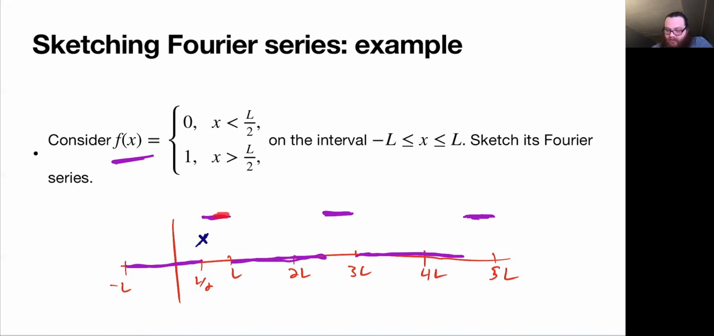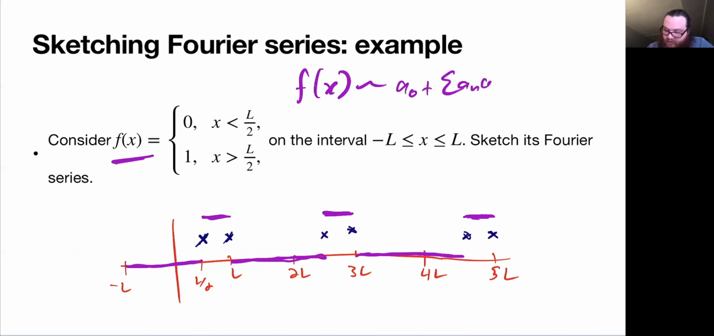Likewise over here, the left limit is 1, the right limit is 0. So the average of those two is 1/2. And so then copy those values over. We're going to get a sketch like this. So what we've sketched right here is the Fourier series of f of x.